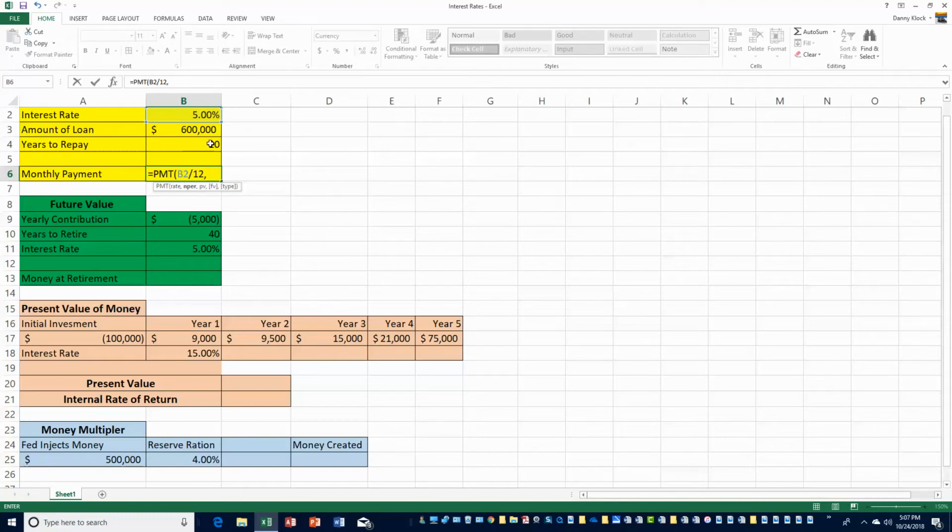What's the time value in this financial formula? This is 20 years. And again, we don't have 20 monthly payments. We have 12 months for the 20. So B4 times 12 is my number of payments, right? 240 monthly payments in a 20-year loan.